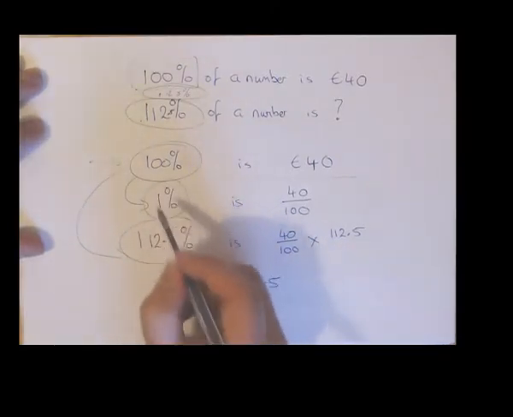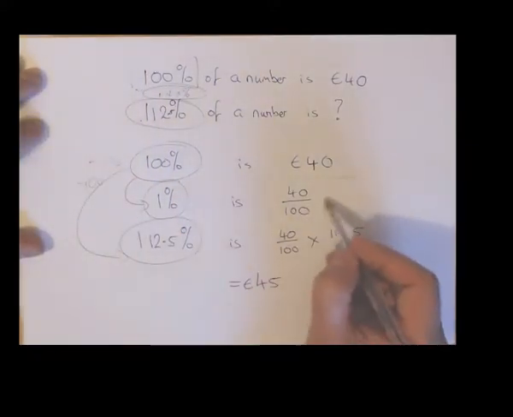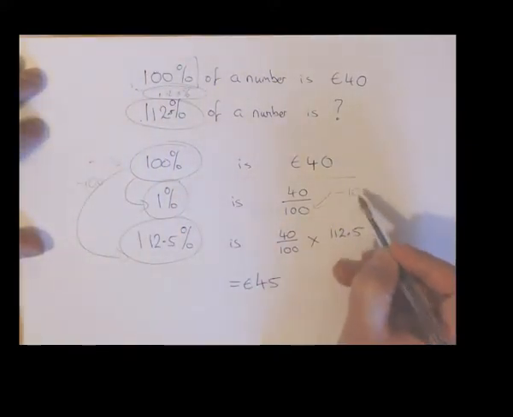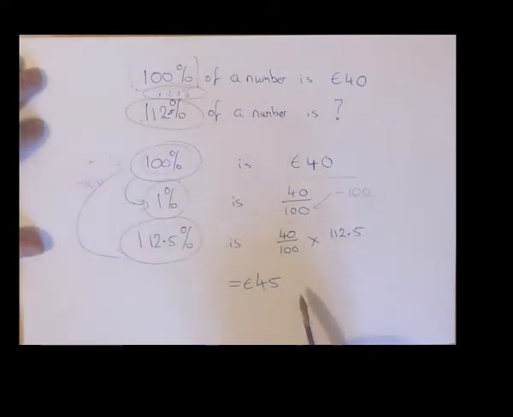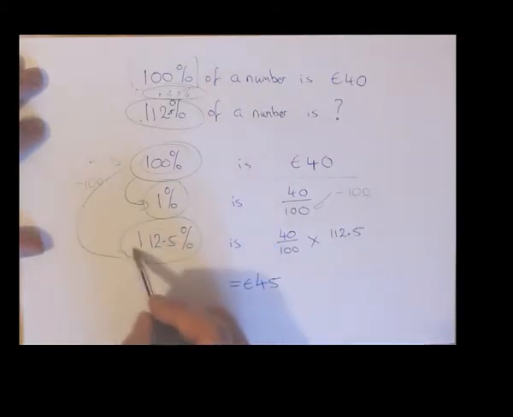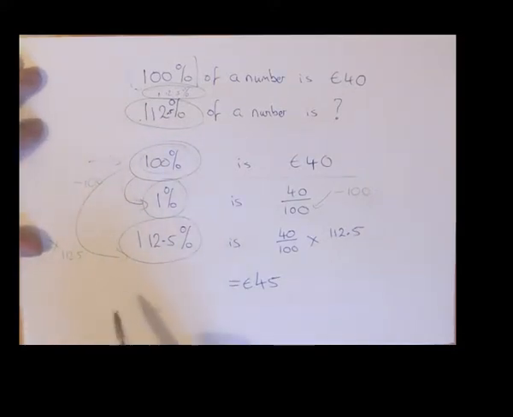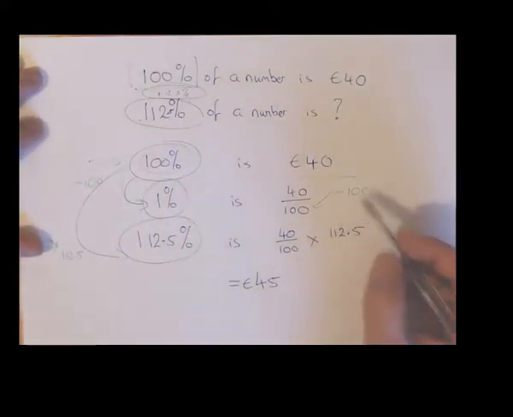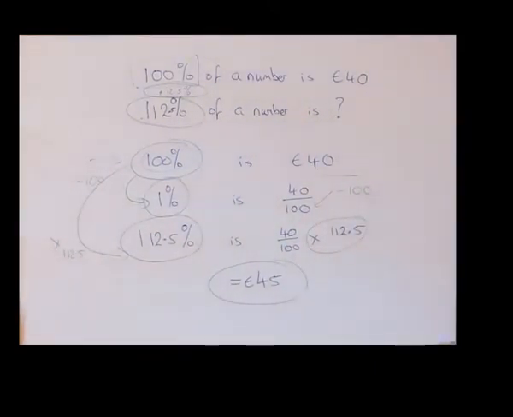You find 1% by dividing by 100. So to go from 100 down to 1, you made it 100 times smaller. To go from 1 to 112.5, you made it 112.5 times bigger. Multiplying by 112.5 makes something 112.5 times bigger. So you do the same thing on the right hand side here and you will get the answer that you were looking for. And there's a reason for that.